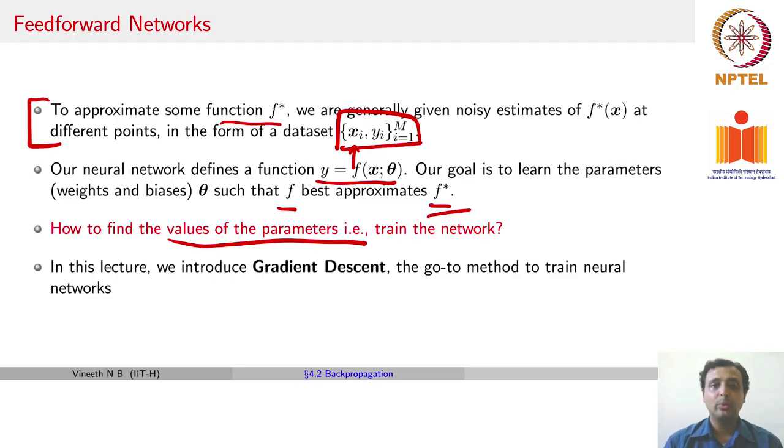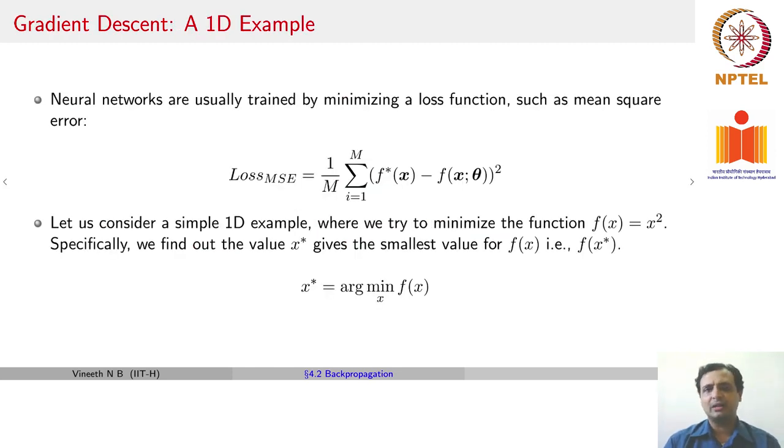And to do that, we introduce a very well-known method in optimization known as gradient descent. Gradient descent is a very simple but a very well-studied method in optimization which is used to minimize objective functions in general. And that's what we're going to use to train our feed-forward neural networks. Let's take a simple example and then take it forward to neural networks.